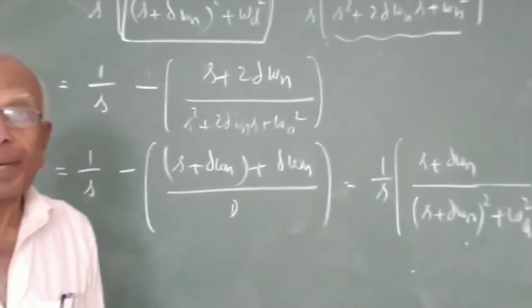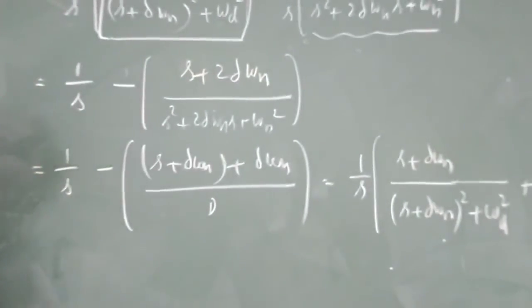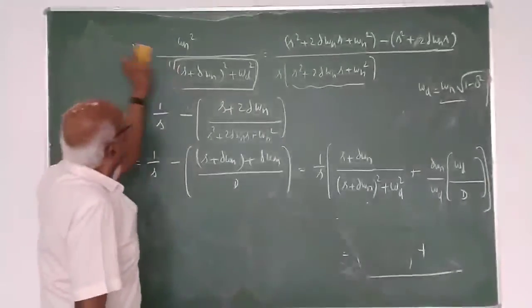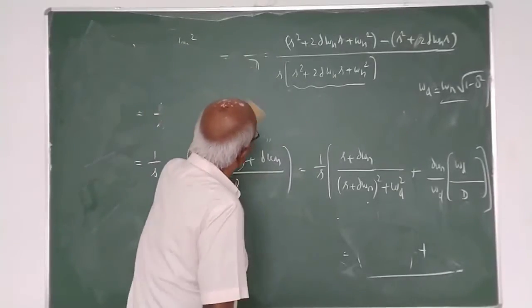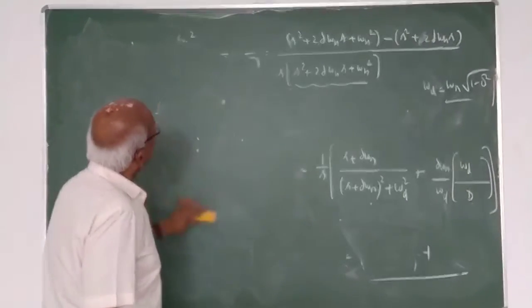Now we have got all the ingredients. What should we do now? Just take the Laplace inverse of this. What do you get? To get c of t.